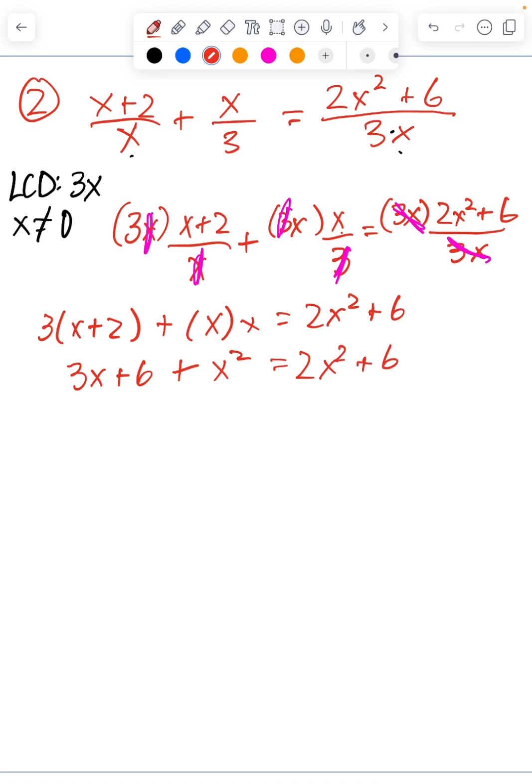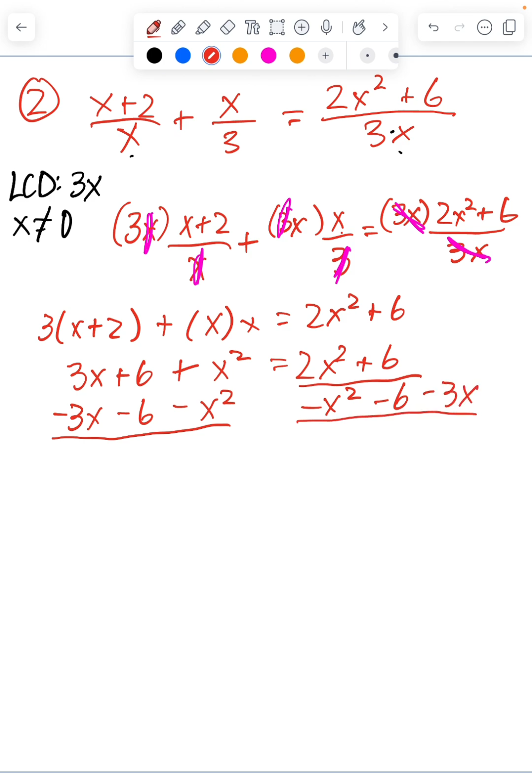Now, this looks like a quadratic to me. There's a power 2 here, so I'm going to bring everything to one side so I can maybe use the quadratic formula, or I can factor to solve. I'm going to bring everything over to the right side here, because 2x² is bigger than x². So I'm going to subtract 3x, subtract 6, and subtract x² from both sides of the equation. Obviously this all cancels out, which is exactly what I want.